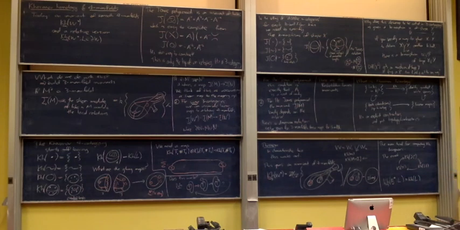You said there's four categories supposed to somehow be representation theory of U dot. Okay.